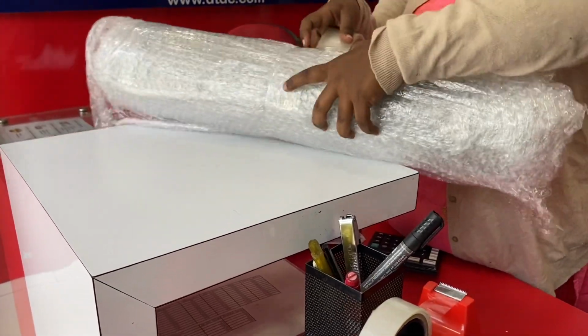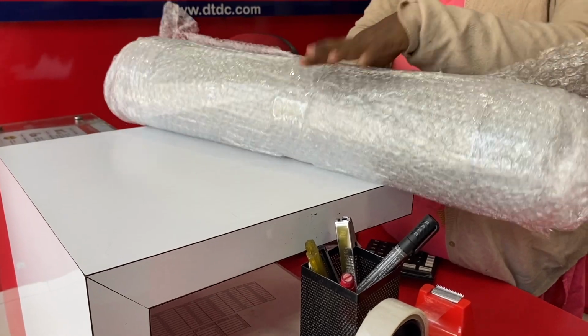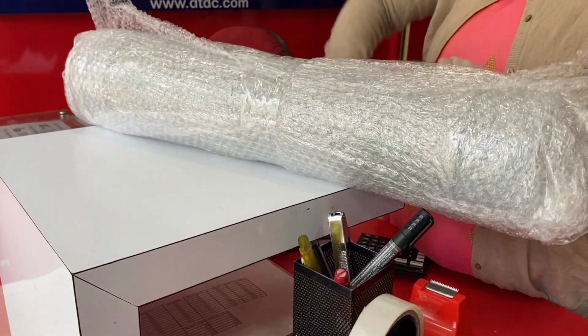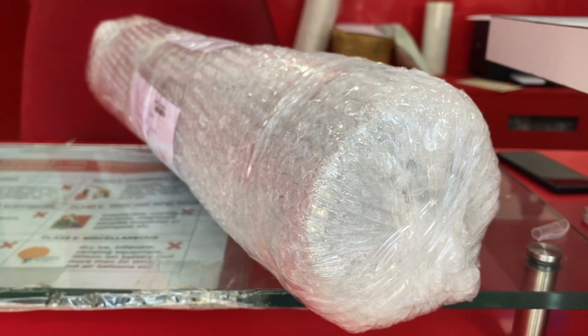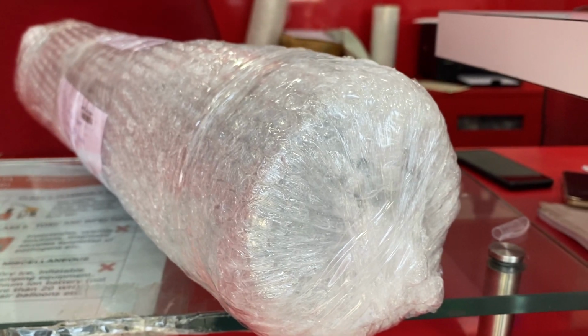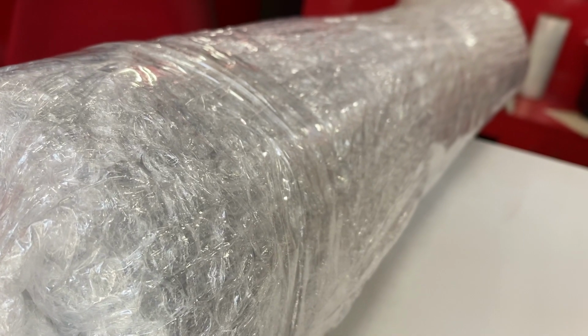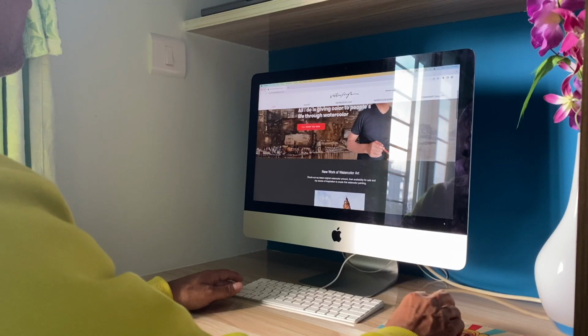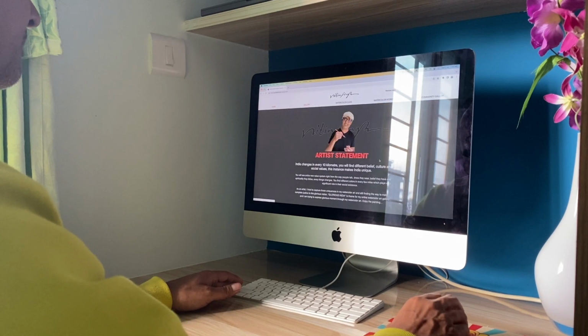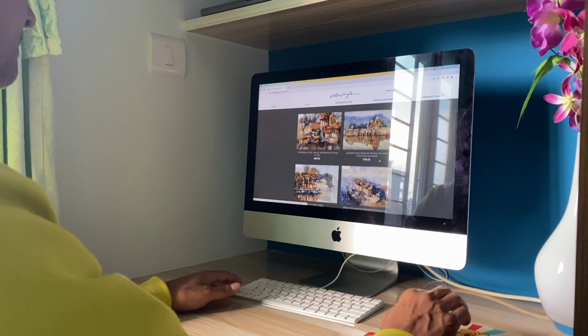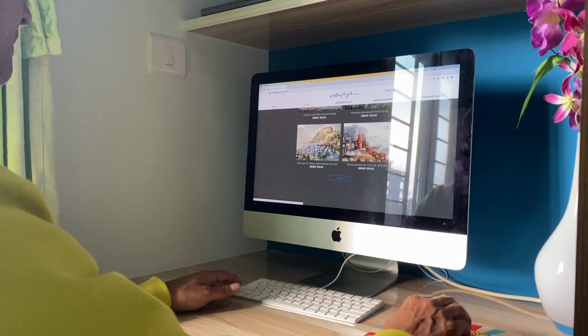So there is no problem during the flight or the overall transit of this painting. It's quite impressive. Once this is all done, I get an acknowledgement number, the shipment tracking number, which I share with my art buyer, so they are aware of where their painting is right now and when to expect it to be delivered.